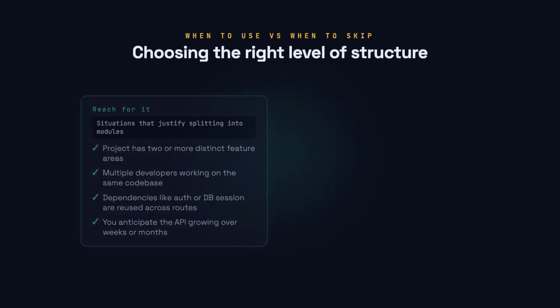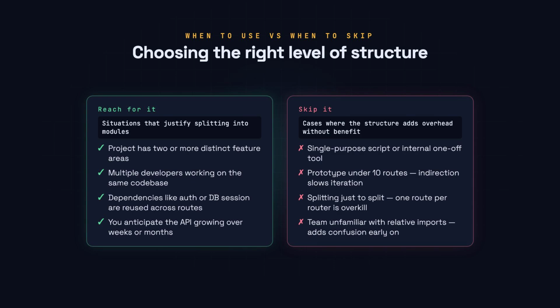Reach for modular structure when the project has genuinely distinct feature areas, when several developers are committing to the same repo, or when dependencies like authentication are shared across many routes. Skip it when you are building a quick prototype or an internal tool with fewer than 10 routes. The extra files and relative imports add indirection that slows you down before you benefit from the separation. Structure should follow actual complexity, not anticipated complexity.